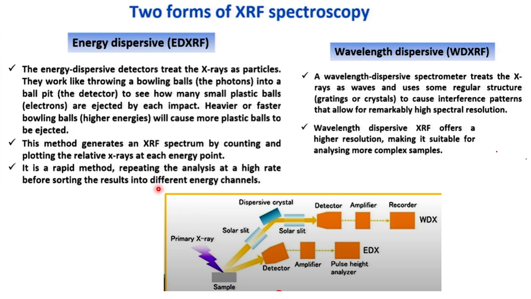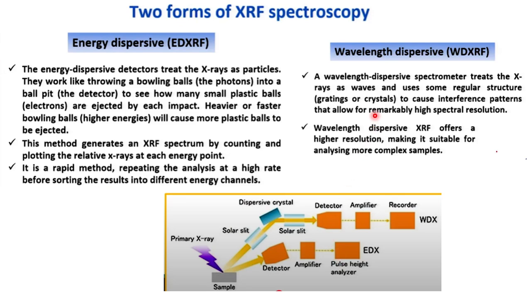By each impact, a heavier or faster bowling ball, that is higher energy photons, will cause more plastic balls to be ejected. This method generates the XRF spectrum by counting and plotting the relative X-rays at each energy point, and it is a rapid method, repeating the analysis at a very high rate before sorting the result into different energy channels. So this is the EDX-ray, where after the primary X-ray collides with the sample, it goes directly to the detector, then the amplifier, and after that the pulse height analyzer.